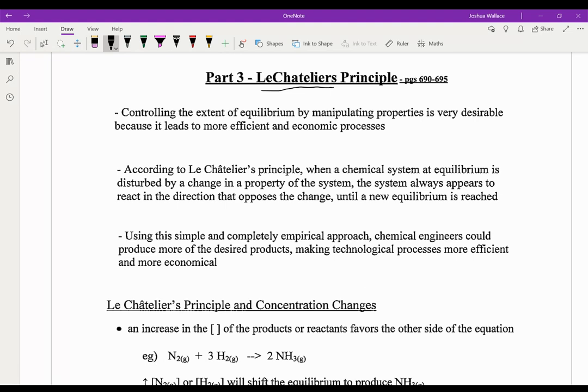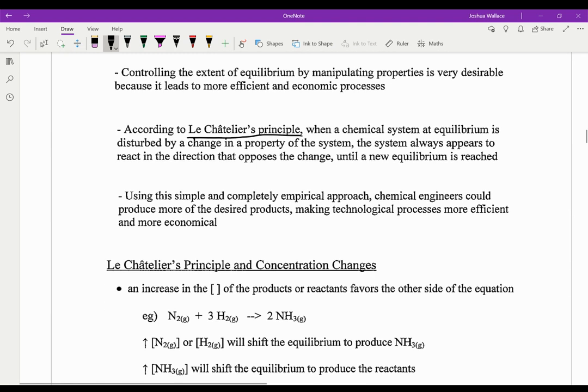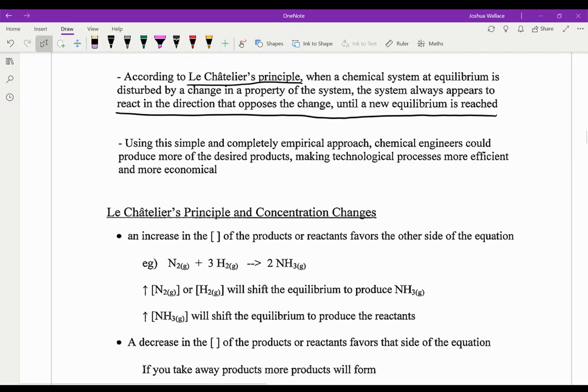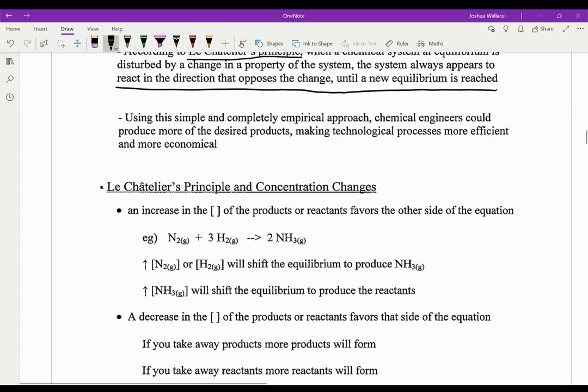According to Le Chatelier's principle, when a chemical system at equilibrium is disturbed by a change in a property of the system, it always appears to react in the direction that opposes the change until a new equilibrium is reached. Using a simple and completely empirical approach, chemical engineers could produce more of the desired products, making technological processes more efficient and more economical.